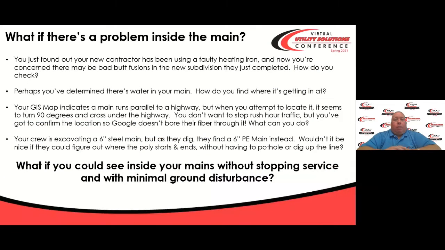The second problem we talked about was identifying problems inside the main without shutting off the flow of gas. So I just put a couple of examples here. Let's say you found out a new contractor has been using a faulty heating iron, and now you're concerned that there may be bad butt fusions in the new subdivision they just completed. How do you check without digging up all the fusion joints?